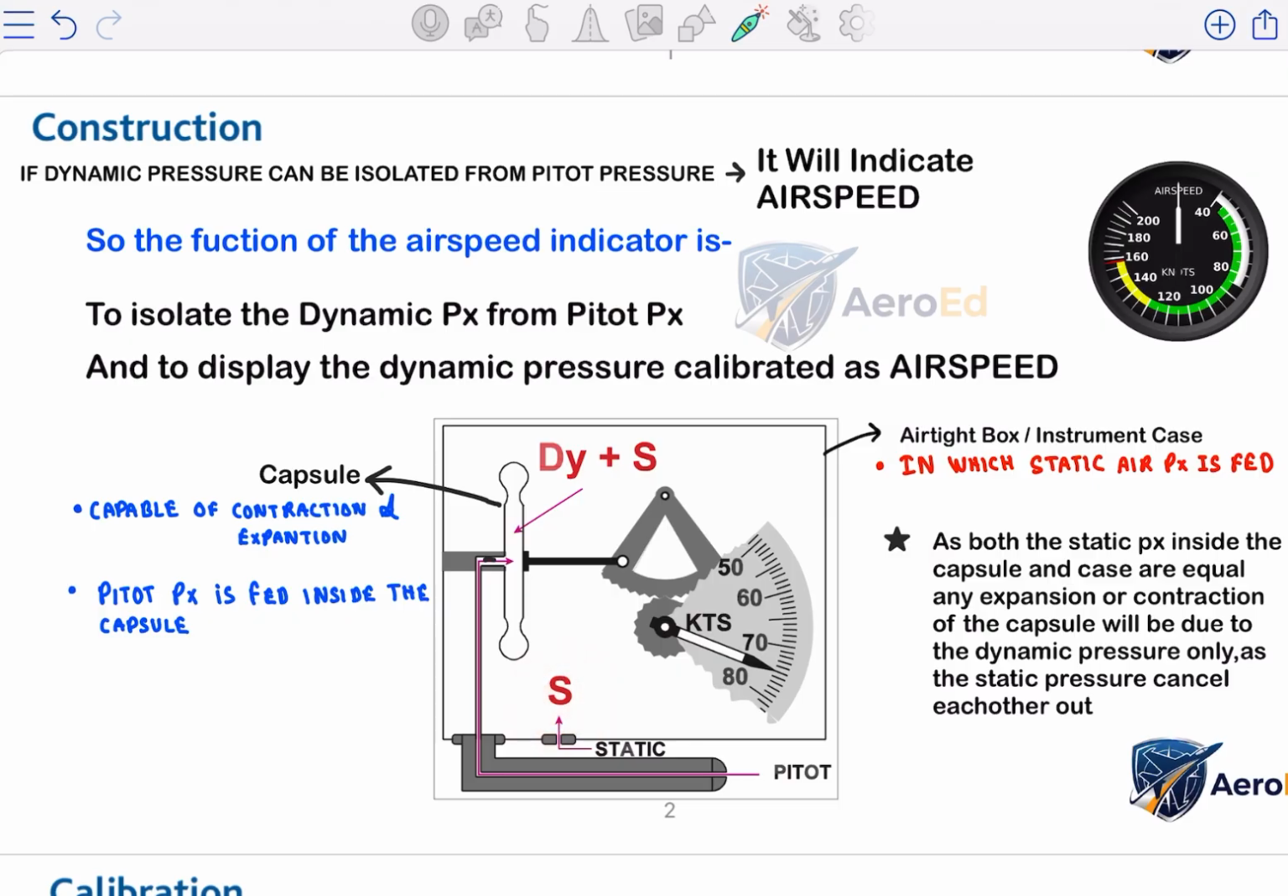Let's read this one. As both the static pressure inside the capsule and case are equal, any expansion or contraction of the capsule will be due to the dynamic pressure only, as the static pressures cancel each other out.